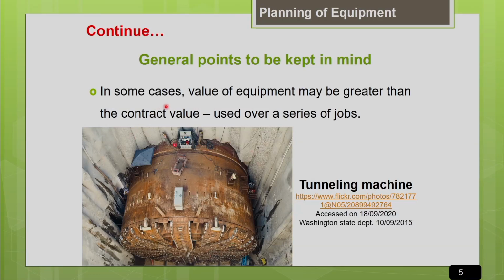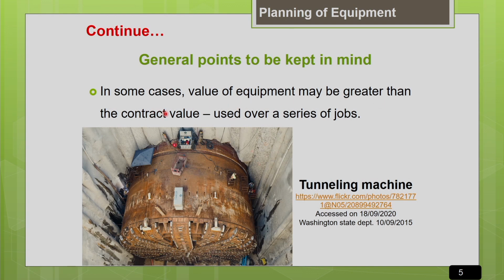Another point to be kept in mind is, in some cases, the value of the equipment may be greater than the contract value. That means there are some high-end equipments, like say a tunnel boring machine. It may cost many hundreds of crores. Similarly, cranes of heavy lifting capacity, like a 2000 tons lifting capacity crane. So they are all high-end machines. In that particular case, there are chances that the value of the equipment may be greater than the contract value.